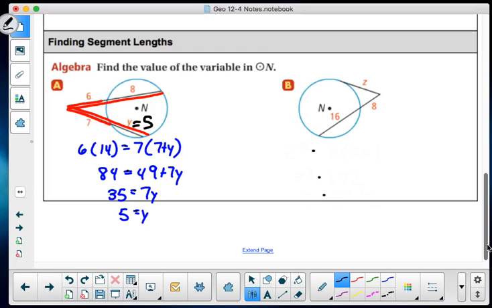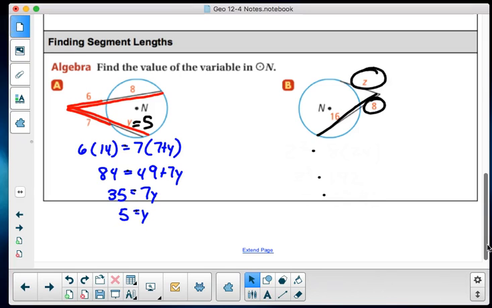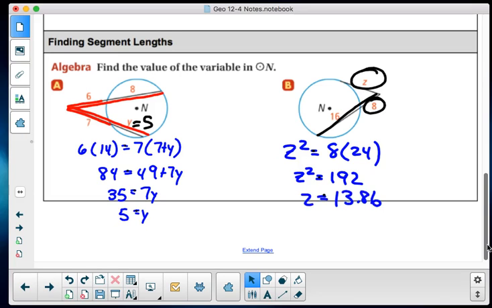Now, outside times entire length is my mantra. That's the thing I'm mumbling to myself. This outside times the entire length is 8 times 24, and this outside times the entire length is the same, so it's equal to z squared. Z squared is equal to 8 times 24. After I make that setup, I'm in algebra land. Z squared is equal to 192. I take the square root and I get 13.86. Now they don't tell me to round to a particular value, and that's why I went to the 100th.